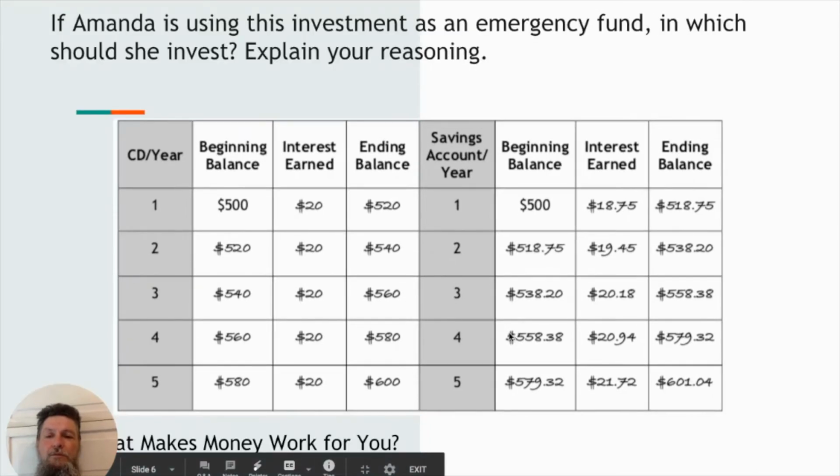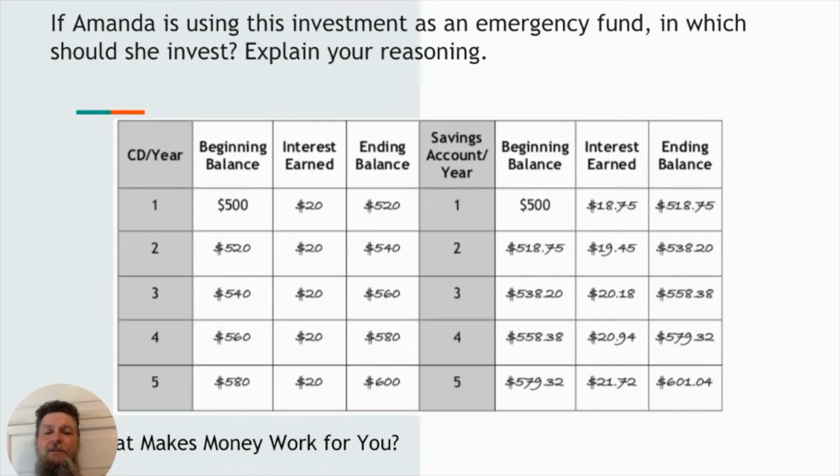So if she is using this investment as an emergency fund, which should she invest in? And explain your reasoning. Now here's the kicker. A CD, or a certificate of deposit, must remain in the account until it matures. You know what that means? If it doesn't mature for 5 years, it's not a good idea to use for an emergency fund, because an emergency fund needs to be able to liquidate really quickly.